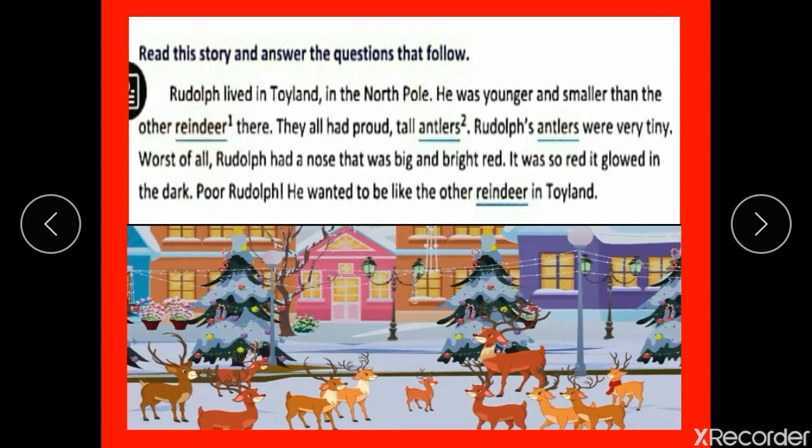Reindeer. Reindeer means a large deer that lives in cold northern regions. They all had proud tall antlers. They means the other reindeer. All had proud tall antlers. This is called antlers.